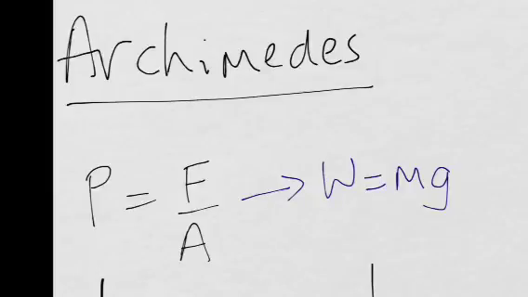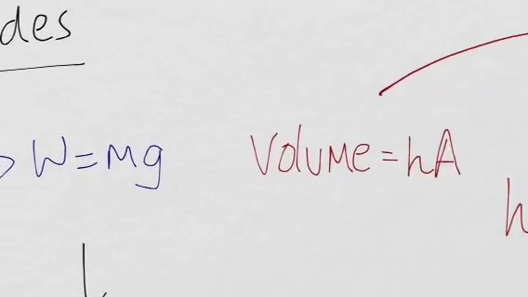When we look at Archimedes, we need to think about deriving an equation. So to start with, what we need to know is pressure equals force divided by area. But we need to remember that weight is the type of force that equals mass times gravitational field strength.